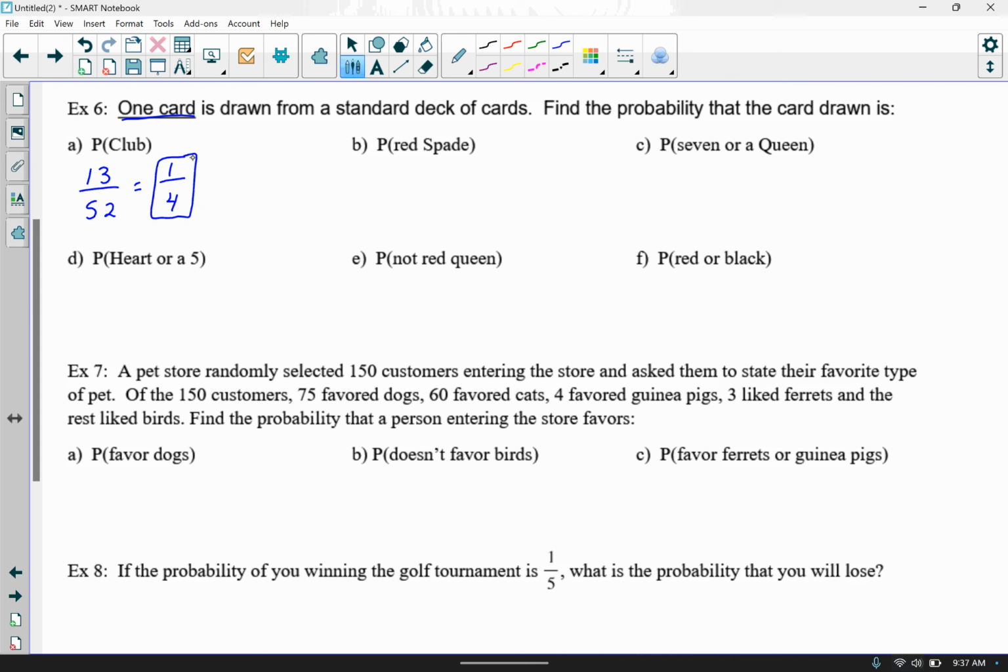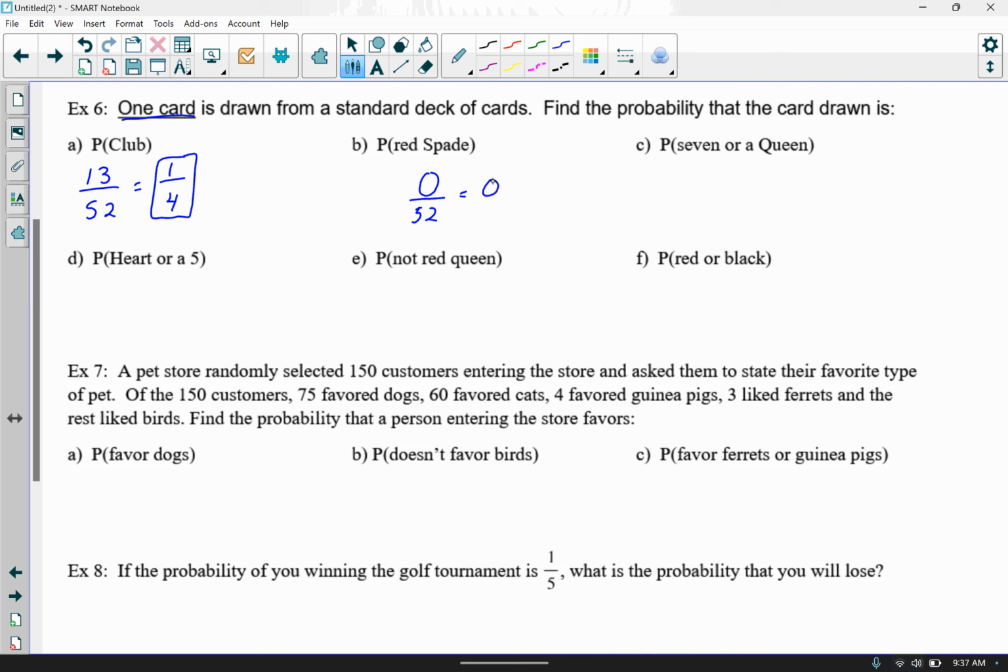All right. In part B, probability of drawing a red spade. So if you look on your deck of cards, spades is a black suit. Can any of those be red? No, that cannot happen. So that would be 0. You can think of that as 0 cards out of my 52, and 0 divided by anything is 0. So that event cannot happen. You can never draw a card from your deck and get a red spade. All of the spades are black. Okay. In part C, what's the probability that I get a 7 or a queen?